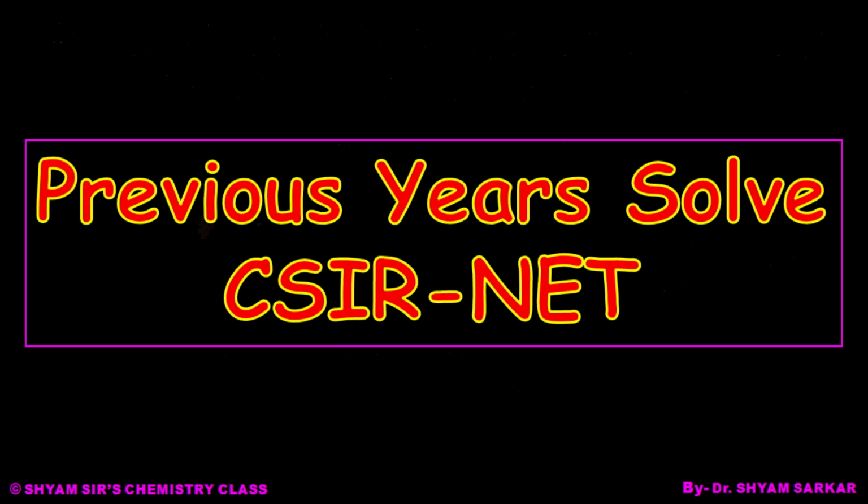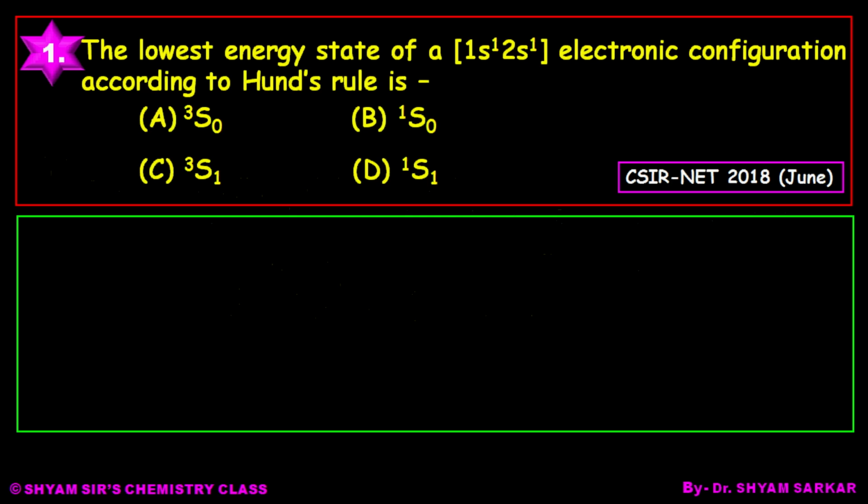So let us see the first question. Here, the lowest energy state of a 1s1 2s1 electronic configuration according to Hund's rule is. Four options are given. Now let us see how we can get the correct answer.